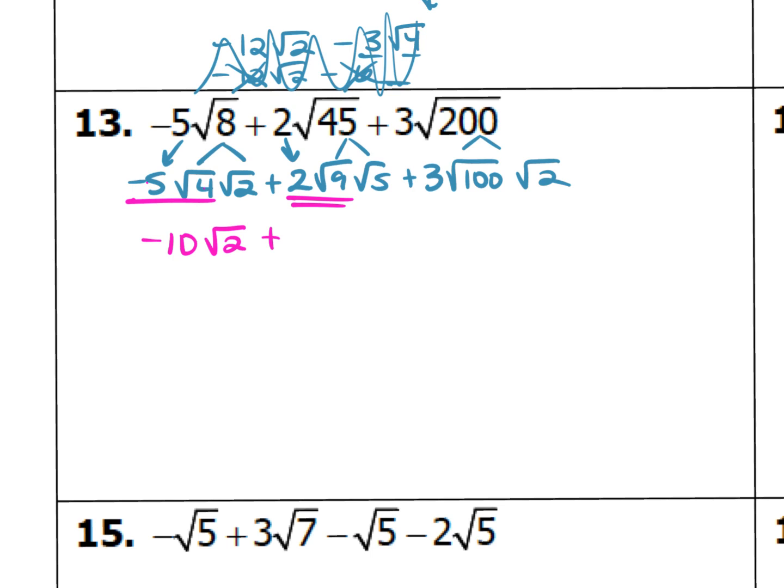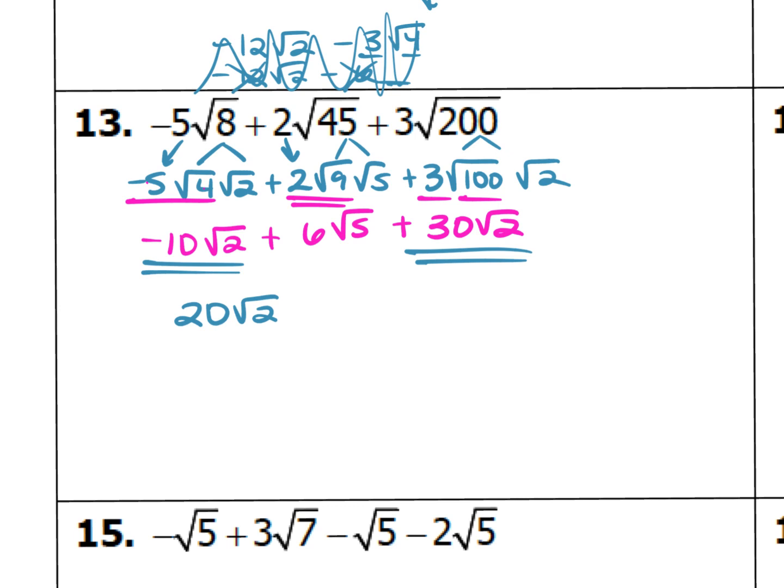This is 2 times 3, so 6 rad 5. And then this is 3 times 10, right? Square root of 100 is 10, so 30 rad 2. And now you can combine these two, because they're both rad 2s. You can't do the 6 rad 5. So -10 plus 30 is 20 rad 2 plus 6 rad 5.